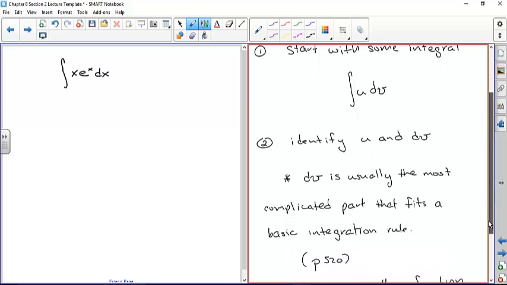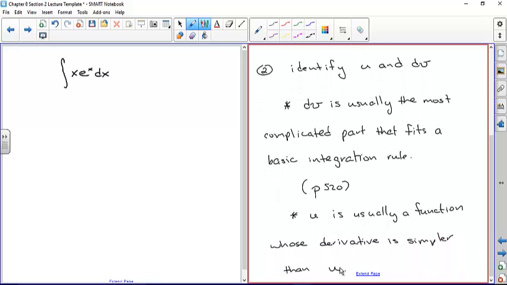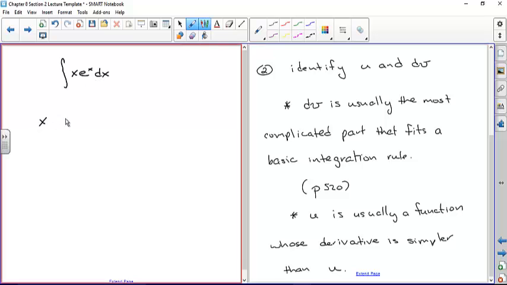Whereas the u part is usually a function whose derivative is simpler than the original function. So let's look at both of these. Let's look at this example. Let's look at x. So x is integrable, but it isn't the most complicated.